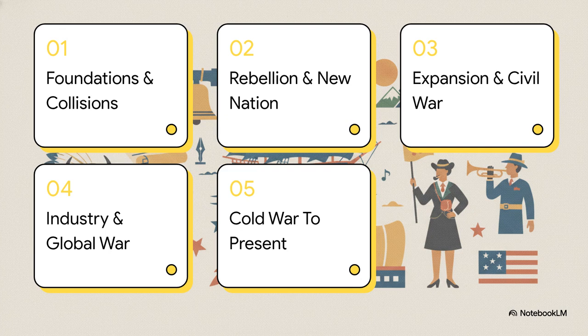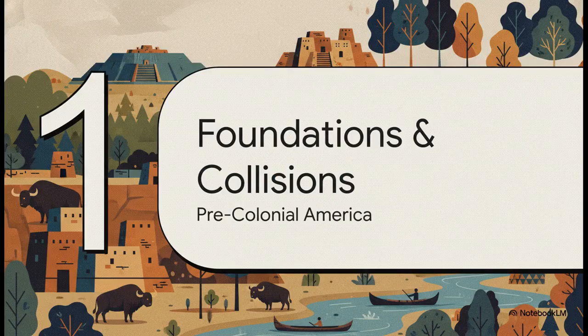To make this epic timeline actually digestible, we're breaking it down into 5 key chapters. Think of this as the ultimate syllabus for your U.S. history class. We've got 1. Foundations and collisions, 2. Rebellion and a new nation, 3. Expansion and civil war, 4. Industry and global conflict, and finally, 5. Cold War to the present. All right, let's dive into Chapter 1, Foundations and Collisions.